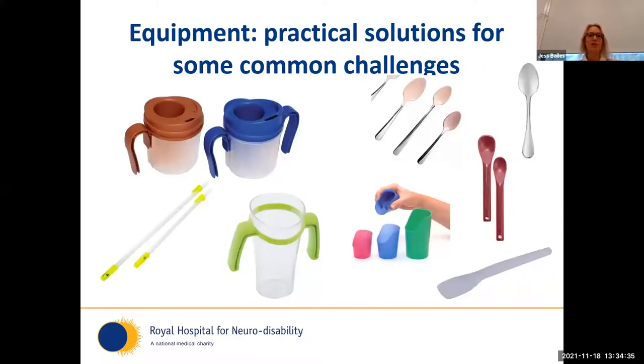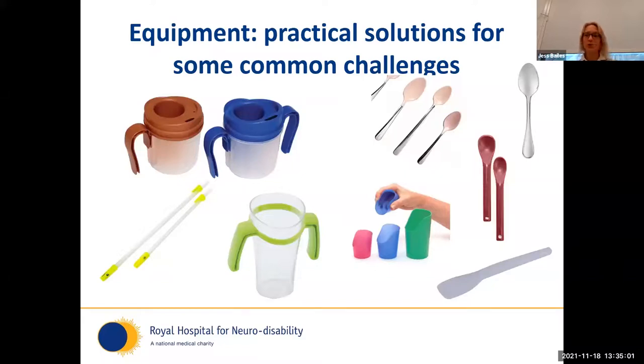Here, we don't just think about the texture of the food and the position, but also what equipment is around to help us. We know about the research that if people are more independent, they may get all that extra information that might reduce their risk of aspiration. So the single dose cups that you can see at the top, less easy to get hold of now, but certainly something we use quite a bit around the hospital.